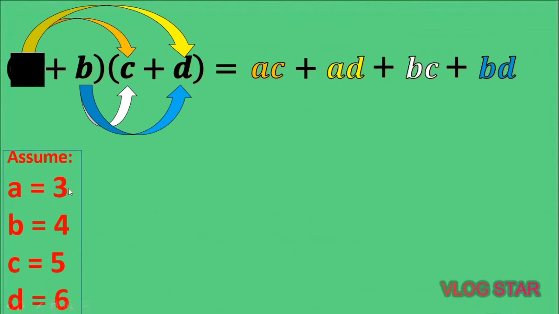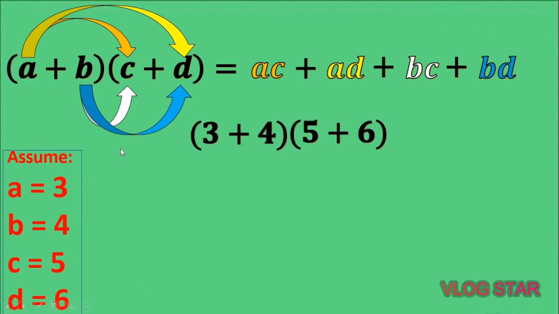To verify this, we will assume once again values for our four given variables. Let a equals 3, b equals 4, c equals 5, and d equals 6. Using substitution property of equality, inserting these four numbers to this given expression, we will have the quantity 3 plus 4 times the quantity 5 plus 6. Now we will compute for the value of this in two ways.